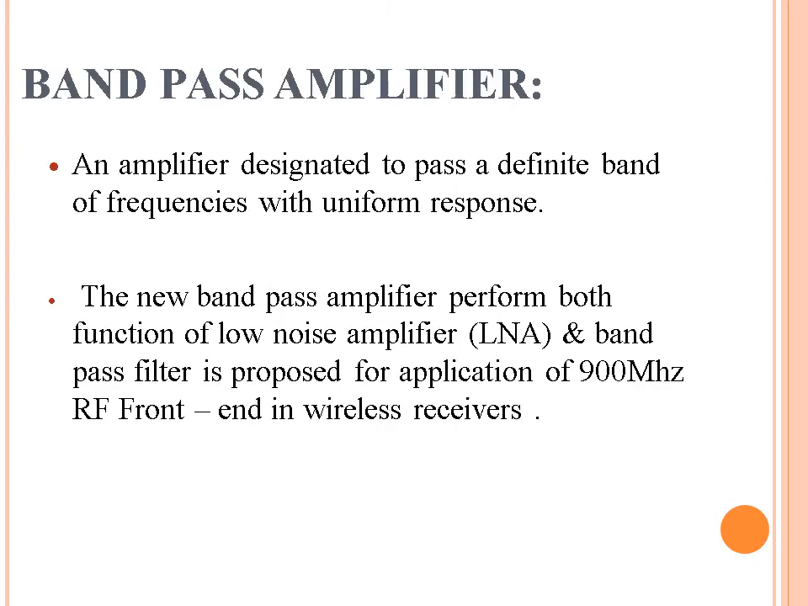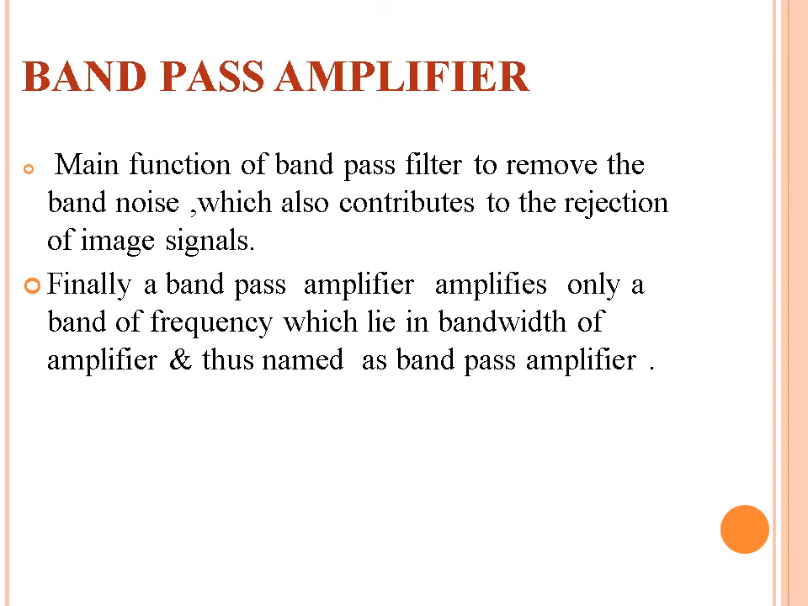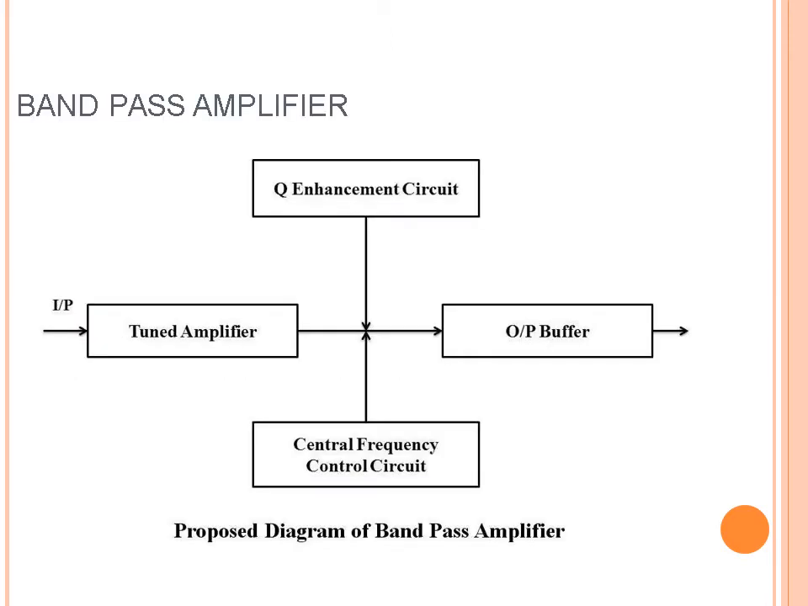Next, the bandpass amplifier. An amplifier designed to pass a definite band of frequency with uniform response is said to be a bandpass amplifier. Here it will have two differential stages comprising two transistors. The main function of the bandpass filter is to remove band noise, which also contributes to the rejection of the image signal. Finally, a bandpass amplifier amplifies only a band of frequency which lies in the bandwidth of the amplifier, and thus we name it a bandpass amplifier.